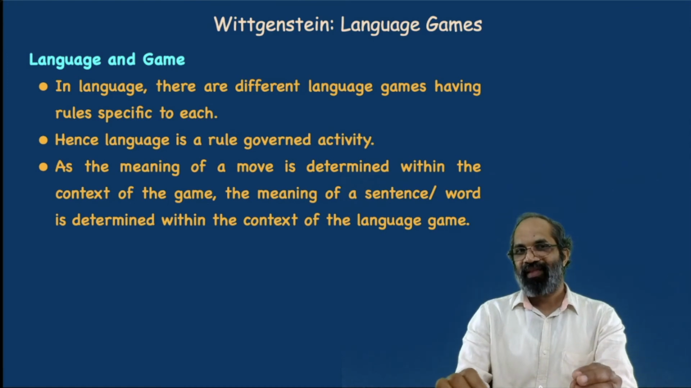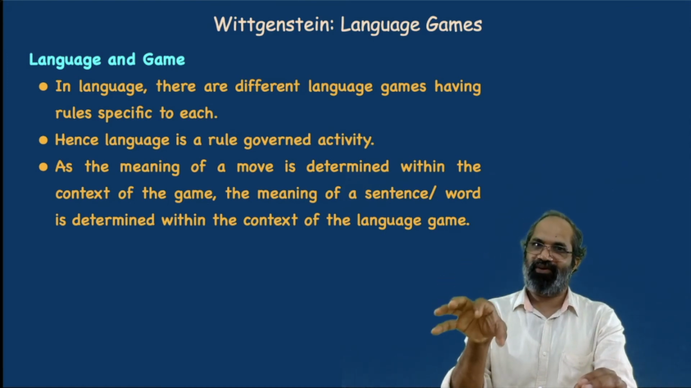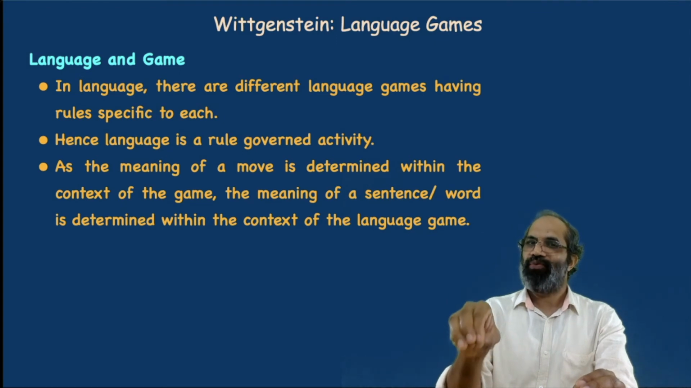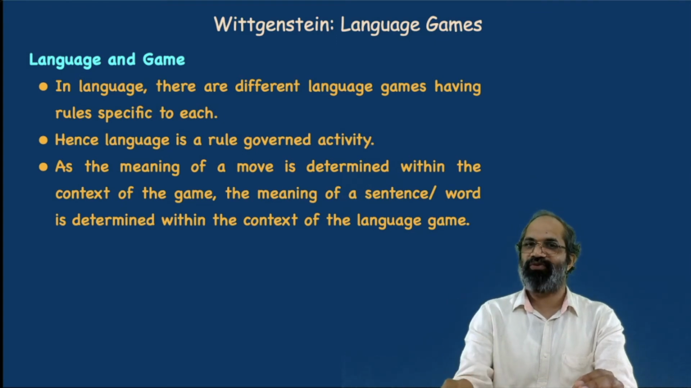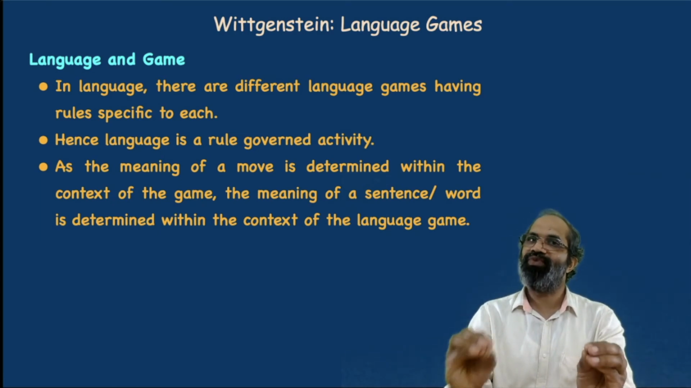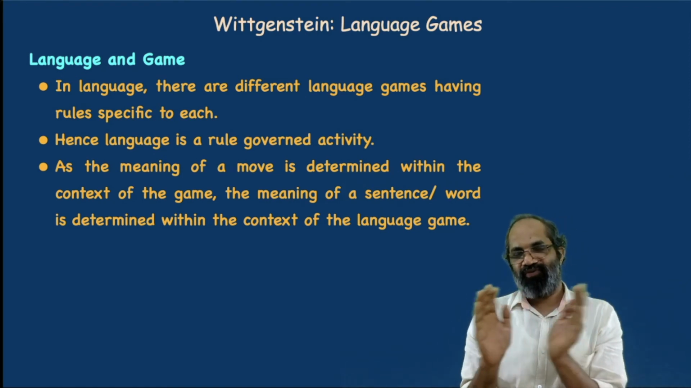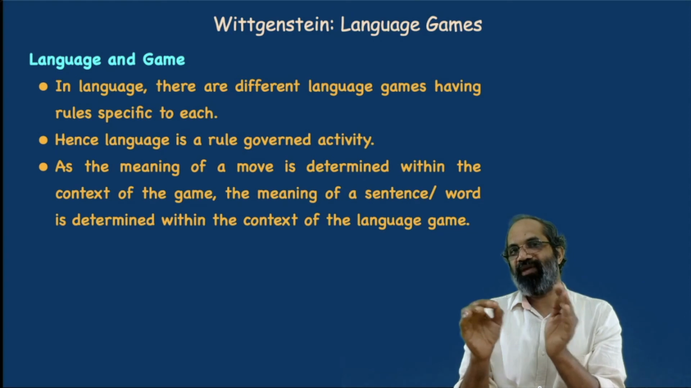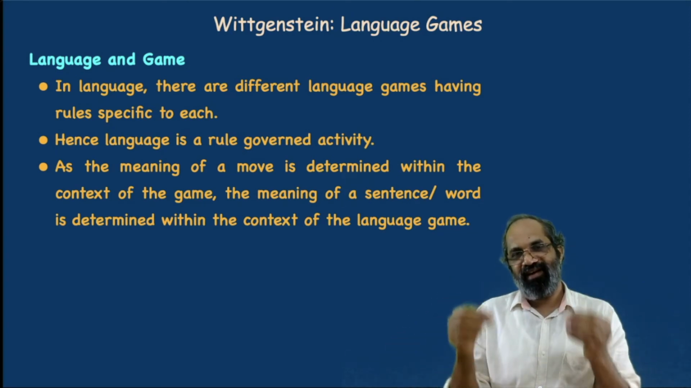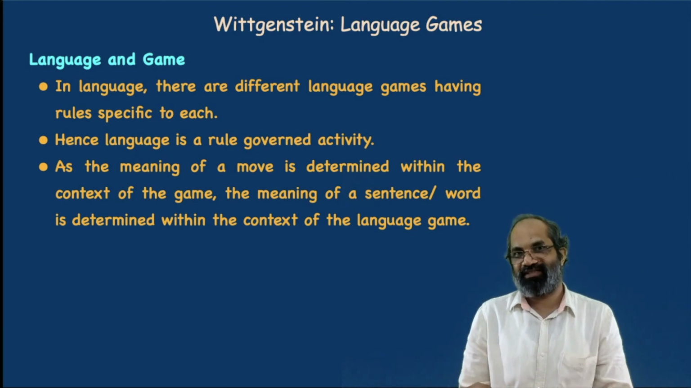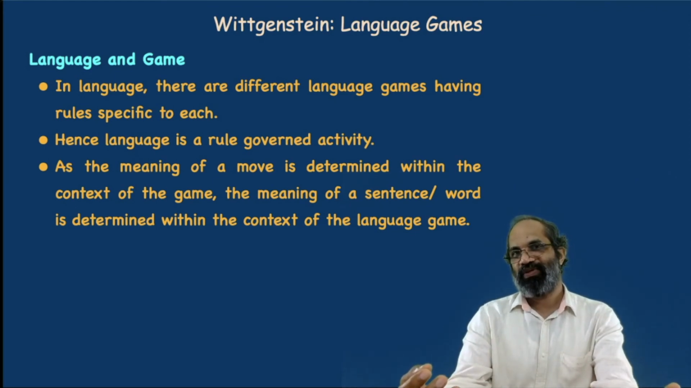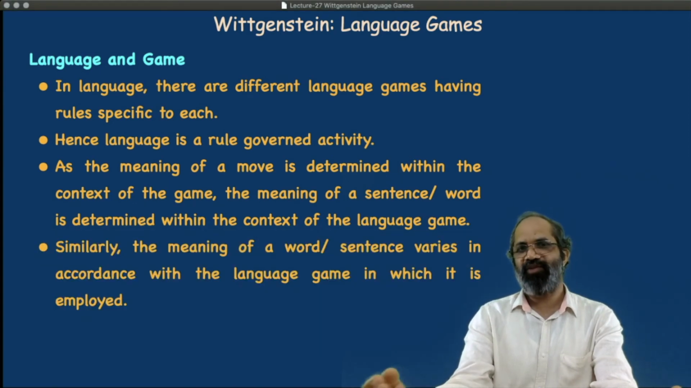So in the same way, there is no specific meaning for an act or for a word in language. Who uses it, from where it is used, which is the context of use, that determines the meaning of a word. Like there is no specific meaning for a move in a game. For different games, one and the same move can have different meaning, and within a single game itself it can have different meaning in different contexts. In the same way, in language also, the meaning of a word is determined by the context of its use. And similarly, the meaning of a word or sentence varies in accordance with the game in which it's employed.